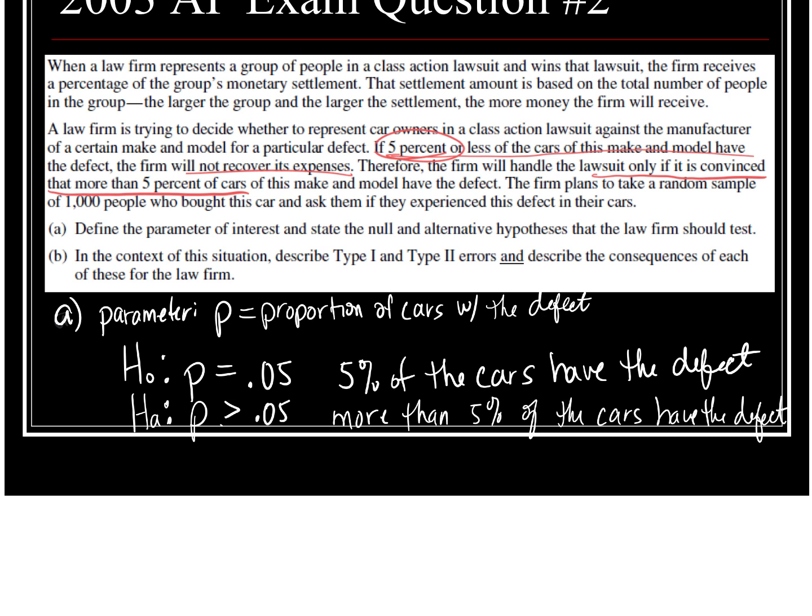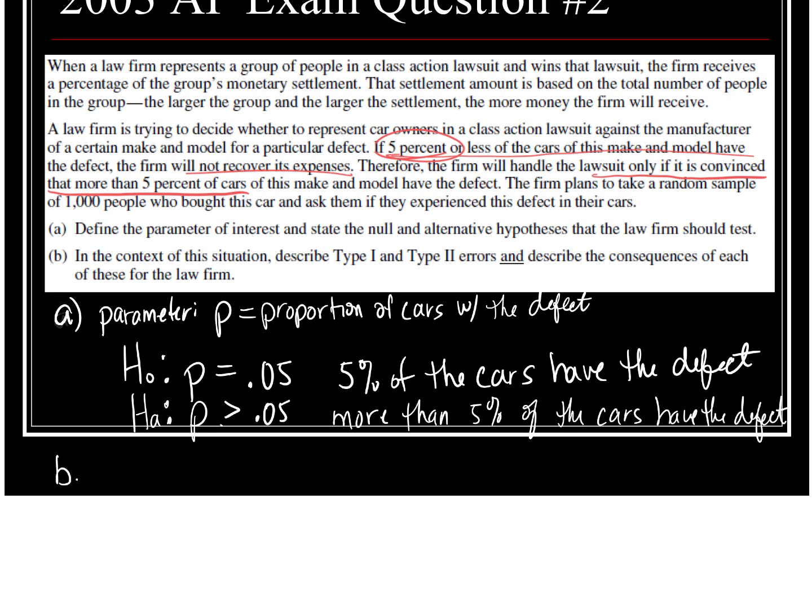Now, here's an important part. In this context, describe type 1 and type 2 errors and describe the consequence. What happens if the firm makes that error? Okay. So you're only getting half. If you describe the type 1 and type 2 error, you're getting half the credit here. You have to also see the underlining. That means really pay attention and make sure you do both things, right?